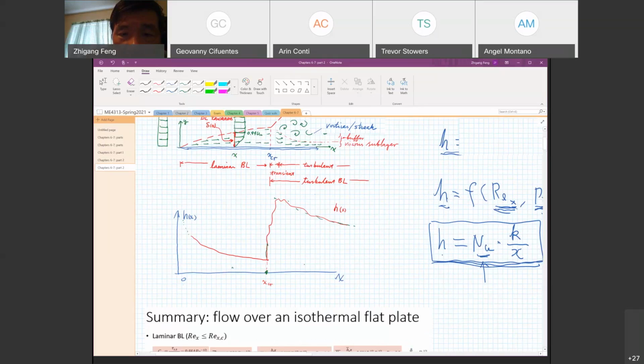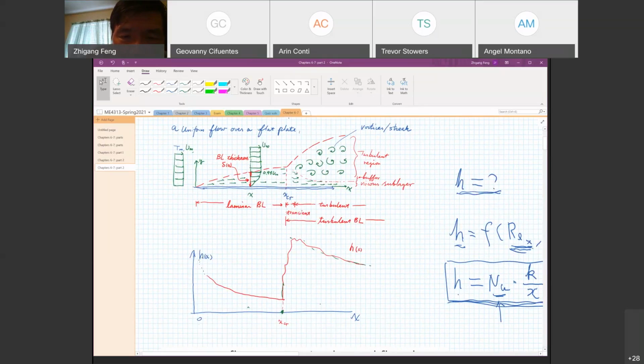So here are the characteristics of the convection heat transfer coefficient h. At the very beginning, near the edge of the plate, the heat convection coefficient is extremely high, so it starts at a very large number. As x increases, it drops up to a critical length, x sub cr. This is where the flow transitions from a laminar boundary layer to a turbulent boundary layer. Okay? So that's the critical coordinate.